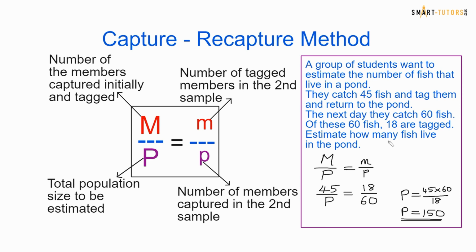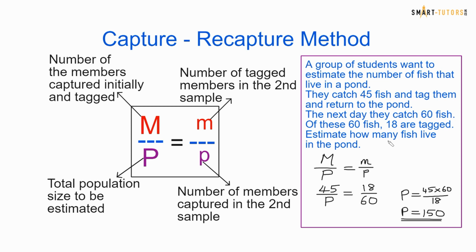Let's look at some questions, then you will understand. A group of students want to estimate the number of fish that live in a pond. They catch 45 fish, tag them and return them to the pond. So the 45 is going to be the capital M, the members captured initially and tagged, so 45 goes on the top left corner. Capital P is the population of fish in the pond that we need to find.